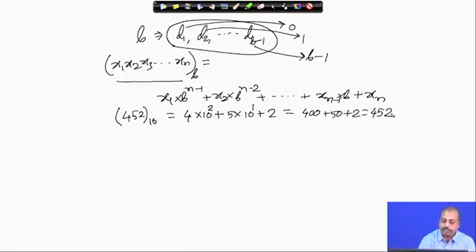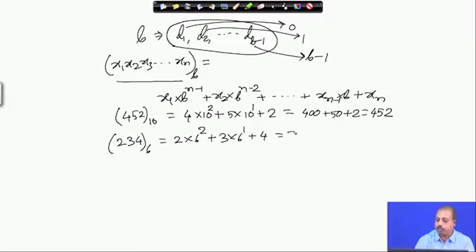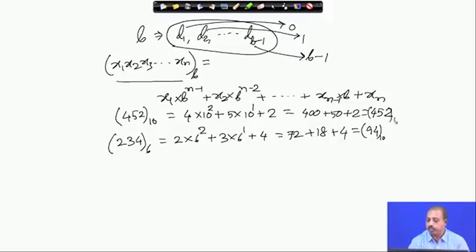For example, if I take any arbitrary number, say 234 to the base 6, what is this number? This number is 2 into 6 to the power 2, plus 3 into 6 to the power 1, plus 4. So, that is 72 plus 18, which is 90, plus 4, which is 94 in the decimal number system.